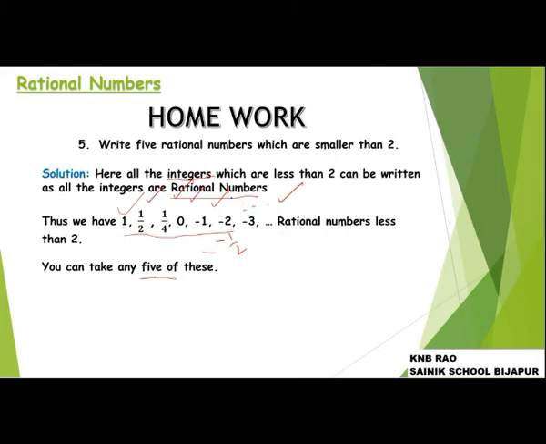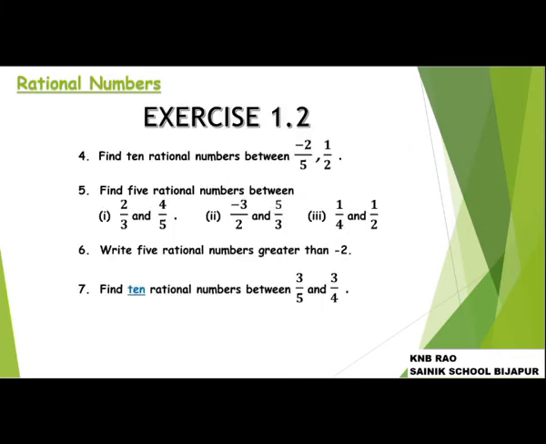Now our next learning is exercise 1.2. See children, in exercise 1.2, the question number 3 was finding 5 rational numbers less than 2. That I have already discussed with you. 1 and 2 I have already done in your 19th session, that is in the previous session. Now we are left with only 4 to 7, question number 4 to 7 in the exercise 1.2. Those we will discuss now.